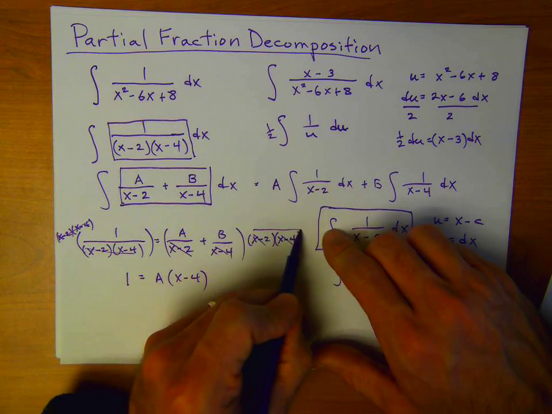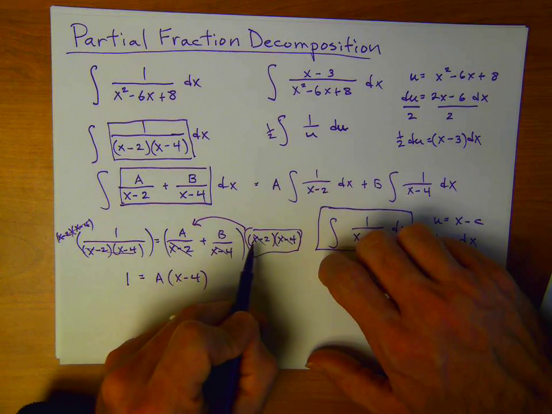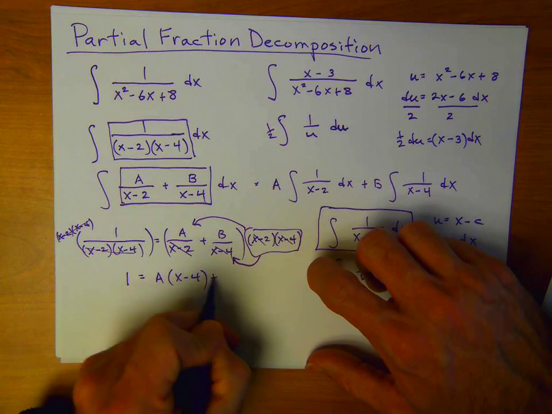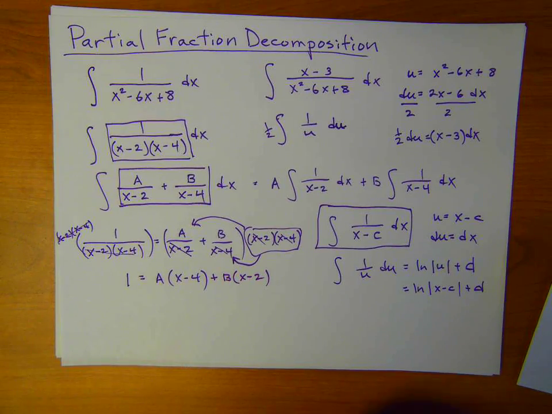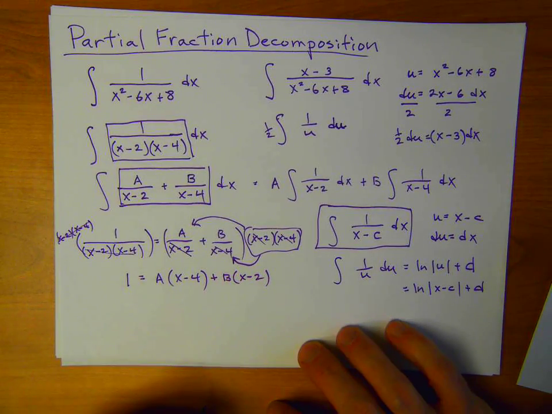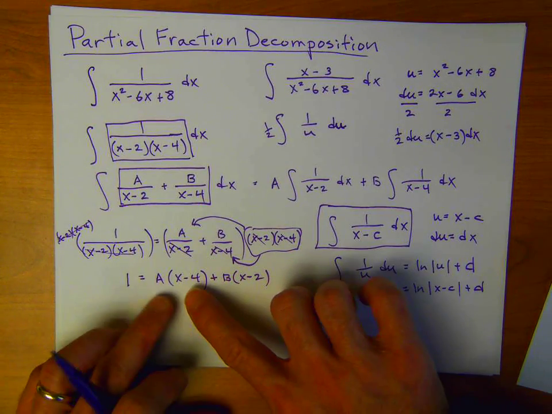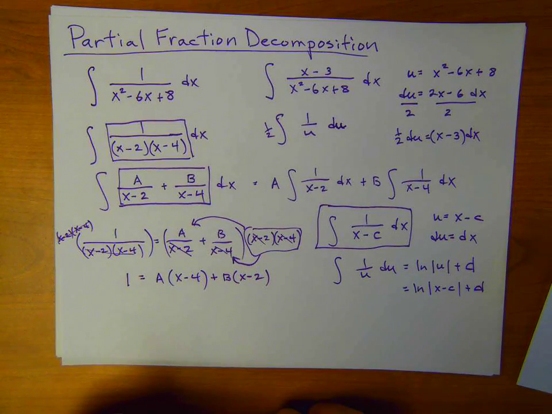Remember, I've got to take this and distribute here, and that's where the x minus 2's cancel, and then I also have to distribute it here, and that's where the x minus 4's cancel, leaving me with b times x minus 2. Now at this point, there are a number of ways to proceed, but I think the easiest is to basically cancel out one of these by choosing an appropriate value of x.